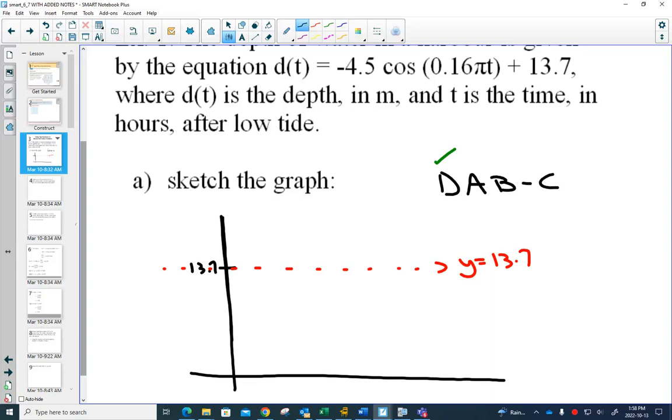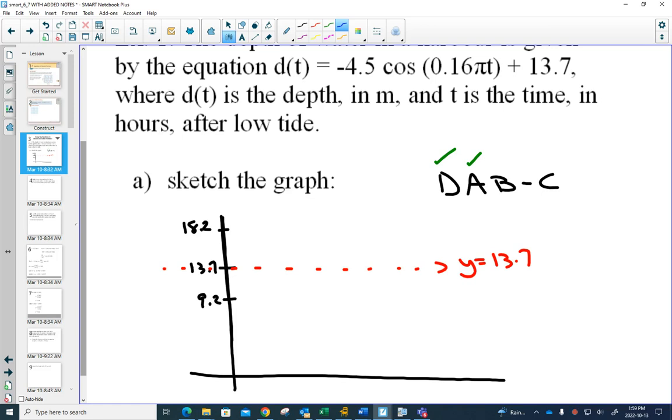So that means I would have to go up 4.5 and down 4.5. When doing this, do your best to create the right scale. If this is 13.7, 4.5 would be about there, approximately. So up 4.5 would get me to 18.2, down 4.5 would get me to 9.2. And that's my maximum and my minimum. So my A part of DAB-C is done.